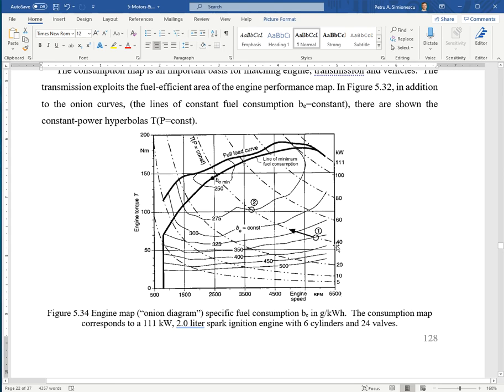So in this case, I would like to run my engine on the highway at, for this particular engine, 2500 RPM. Okay, and if I do so, I'm running at the best fuel efficiency, and that's why overdrives have been introduced on automobiles.